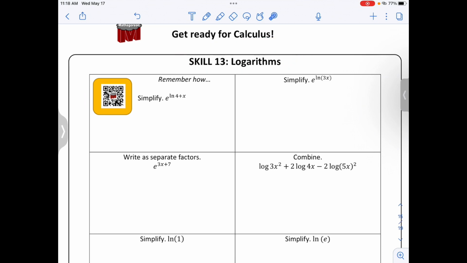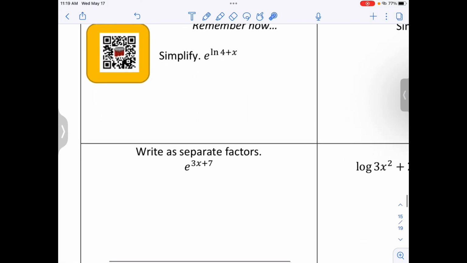Now, logarithms maybe were kind of a confusing big topic for you whenever you first learned them. We're just using them as another skill, another tool to solving some problems. And we actually encounter e and natural log a lot in calculus because of their real-life applications for exponential growth.